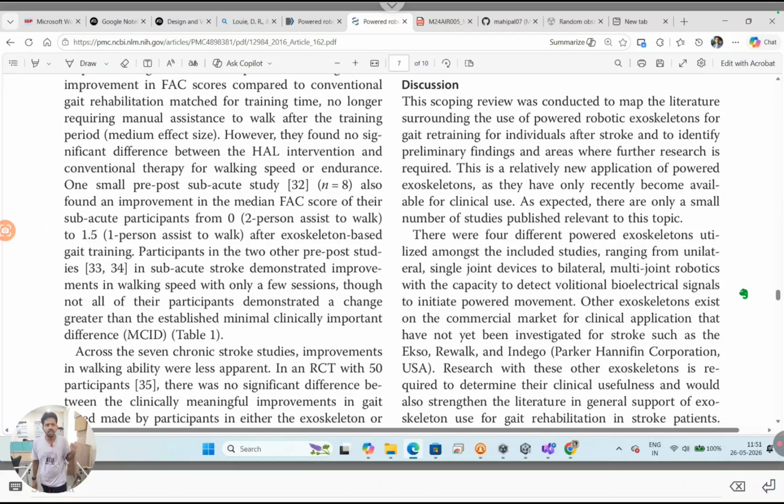There were 4 different powered exoskeletons utilized amongst the included studies, ranging from unilateral single joint devices to bilateral multi-joint robotics, with capacity to detect voluntary electric signals. On the commercial market for clinical applications, there are exoskeletons that have not yet been investigated for stroke, such as the Ekso, Reebok, Indego, Parker Hannifin Corporation USA.